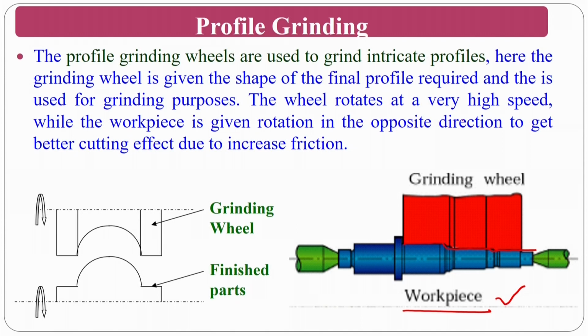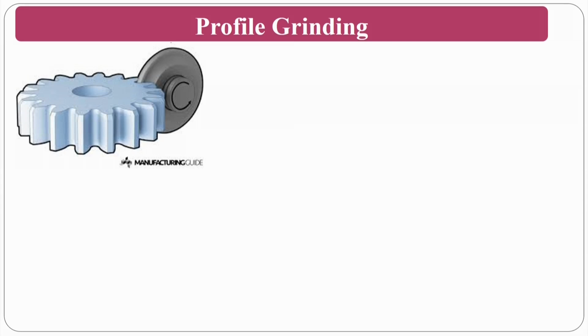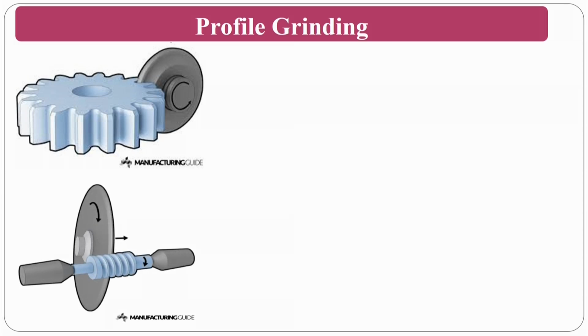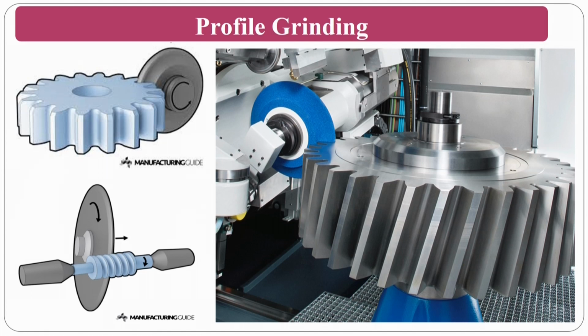These wheels rotate at very high speed while the workpiece is given rotation in the opposite direction. Since we have seen the cylindrical grinding operation, this also works on similar lines, but the only thing is that there the surface of the grinding wheel is plain. Here the surface of the grinding wheel will be the converse of what you want the product to be. That is what profile grinding is. If you see some of the examples, you can go like this also, and this also. This is one of the profiles. You have to take the converse shape on the grinding wheel so that you will get proper profiles.